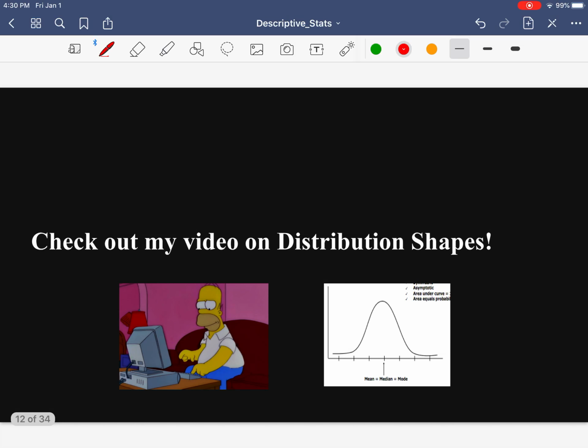I have a video coming up soon on the normal distribution. And this is what we look for, that bell-shaped curve. But this video is also going to talk about what to do when it's skewed one way or the other, when the curve is too high or too low.